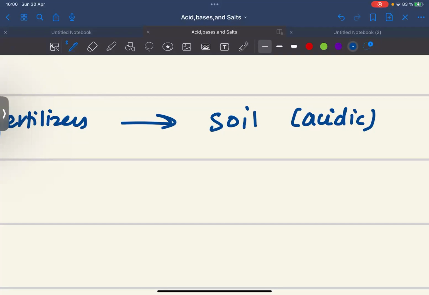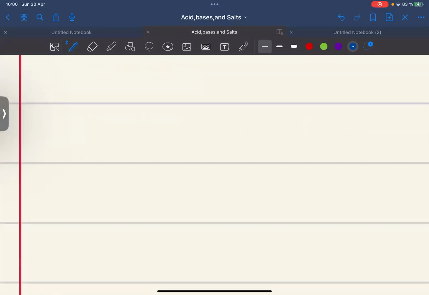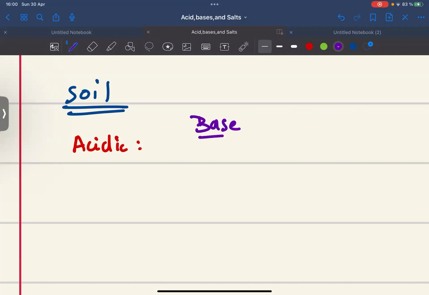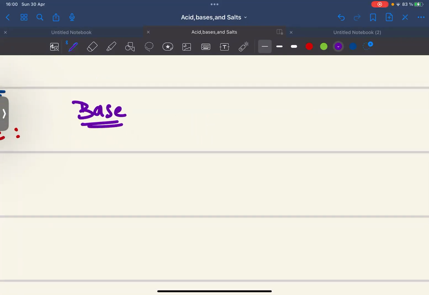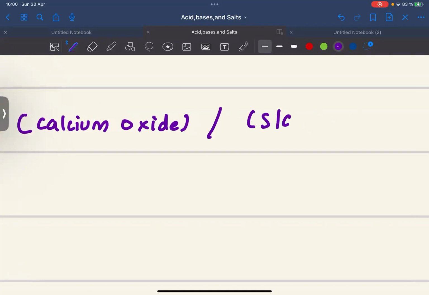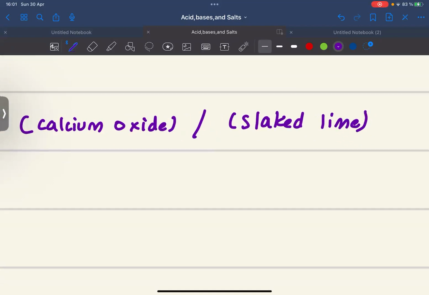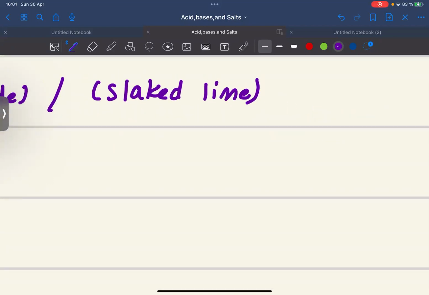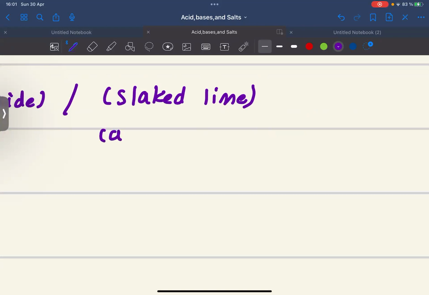So when the soil is too acidic, we add bases. So in case your soil is acidic, you add a base, and the base is called calcium oxide, or it's also known as slaked lime. Sorry. Calcium oxide is a different one. Slaked lime is a different one. The chemical name for slaked lime is calcium hydroxide.